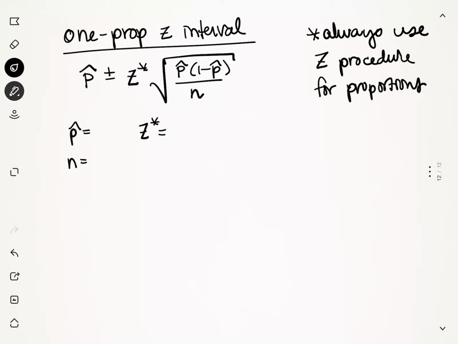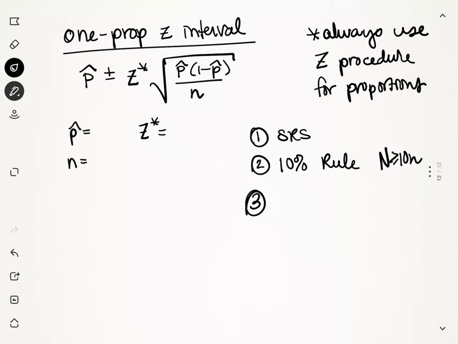Okay, and like I said, for our critical Z value, you can get them memorized or you can do an inverse norm on that. Let's talk about the conditions here real quick. Number one, SRS, same as one sample, Z and T intervals. Number two, 10% rule, that's the same as well. Our population is greater than or equal to 10 times our sample size. The third condition is different here.